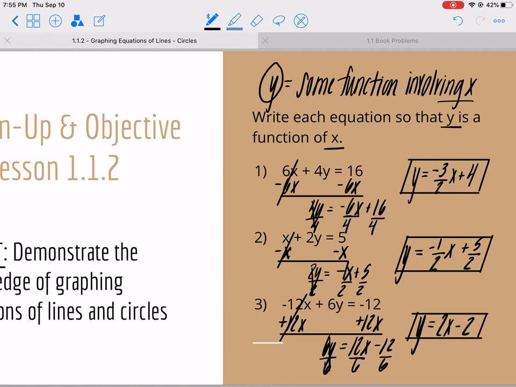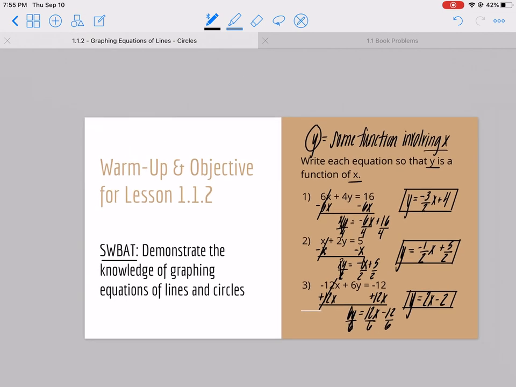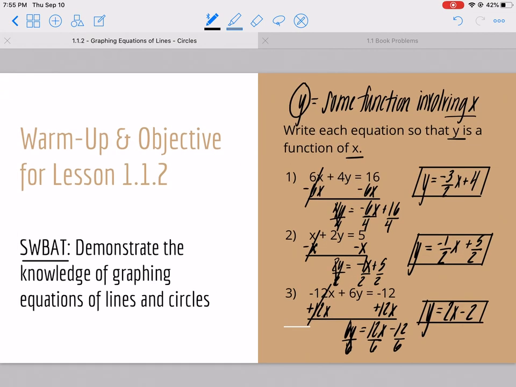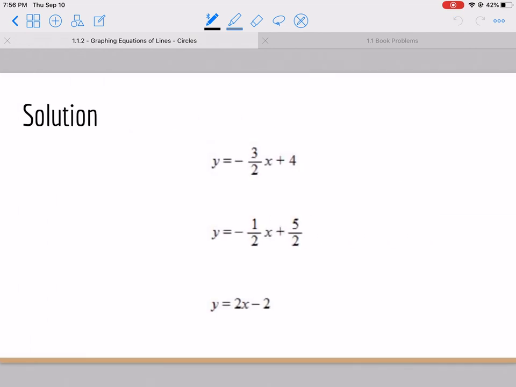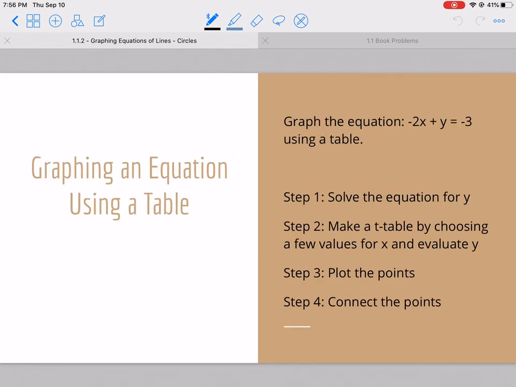So this is in prep of today when we're going to talk about equations of lines and graphing those lines, because all three of these are equations of lines. They're actually written in a form you guys might recognize as y equals mx plus b form or slope-intercept form. You do not have to remember that for right now. So these are just those solutions that we found.